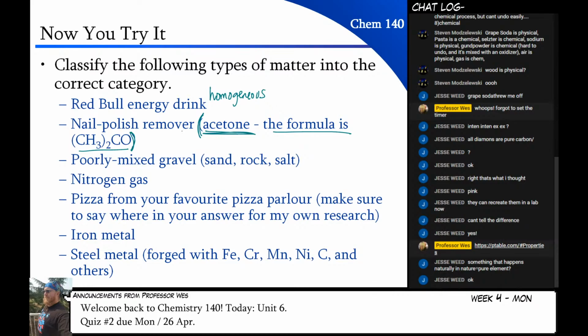All right. How about nail polish remover? There's only one substance in this specific nail polish remover. This is acetone brand nail polish remover. And here's the formula. I gave you the formula because not everybody knows what the formula of acetone is. So there's only one thing in here, so it's a pure substance. And because there is more than one element, there's C, H, and O, this would be a compound.